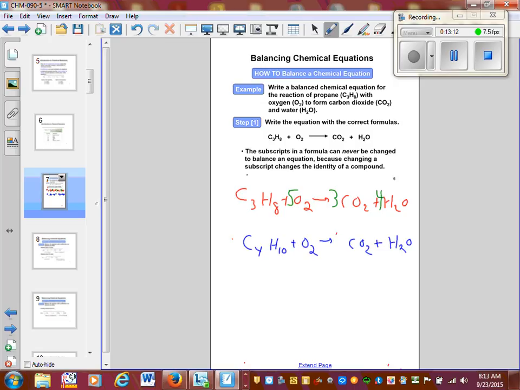Hydrogen. On the left we have 10. So what do I have to put in front of the water? 5. Wow, this is a piece of cake.